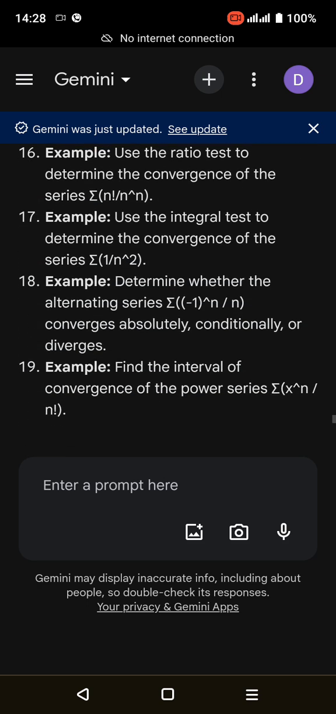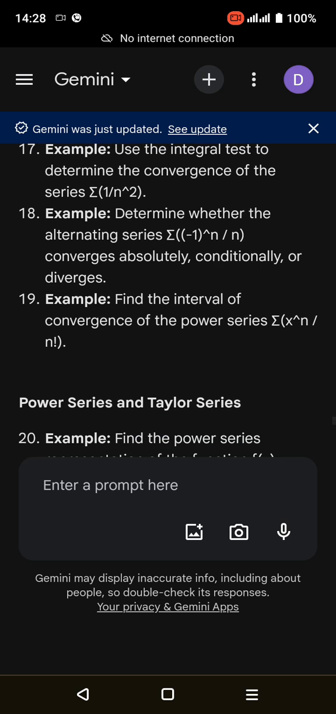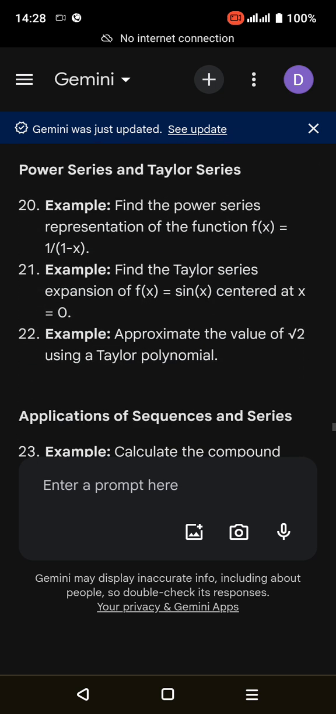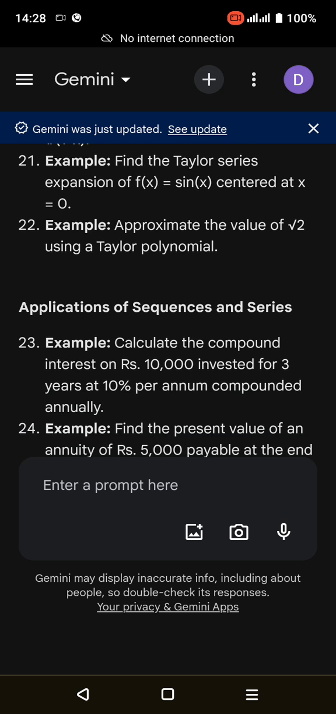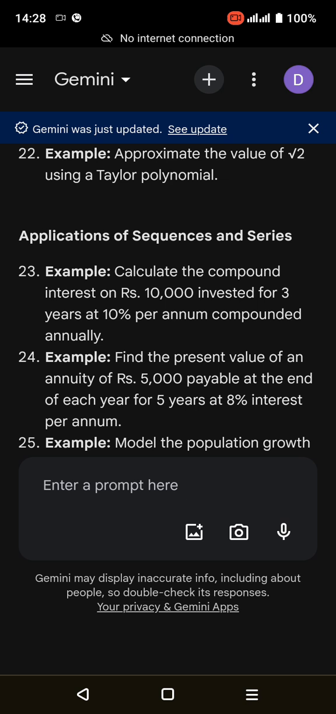64. The root test is another test for convergence of series. 65. The limit comparison test compares two series to determine convergence. 66. The alternating series test is used for alternating series. 67. The Dirichlet test is a generalization of the alternating series test.